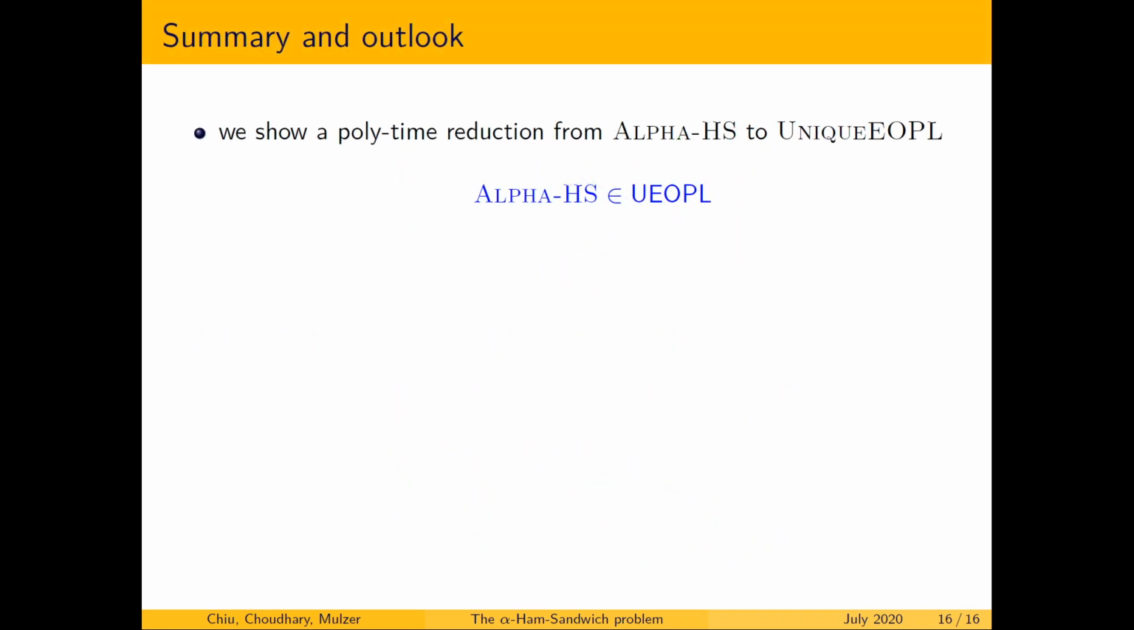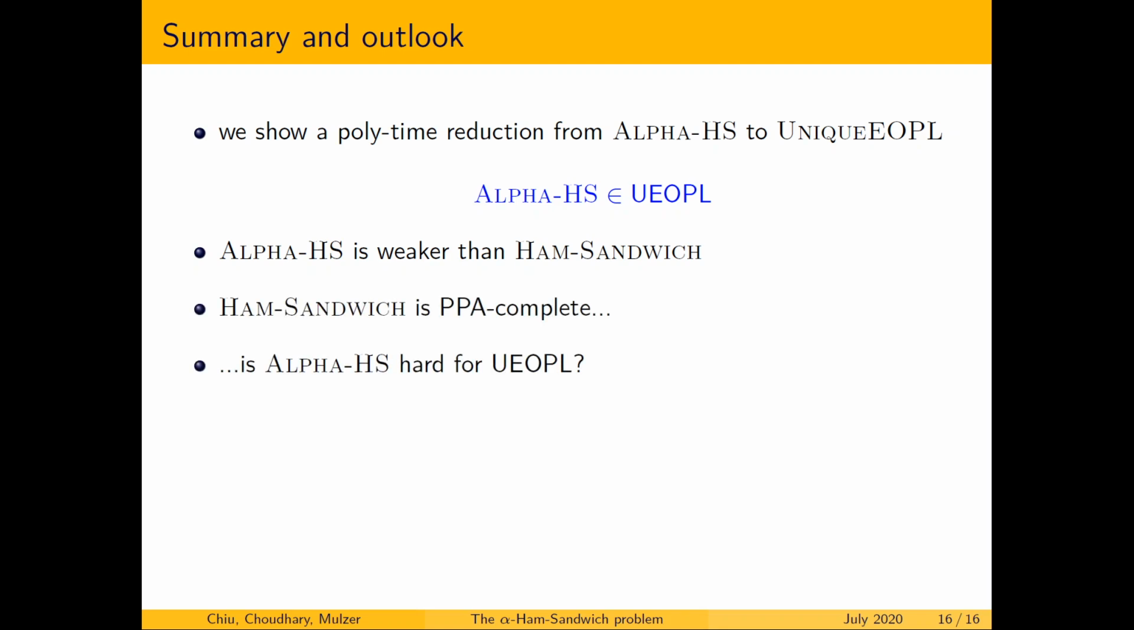So to summarize, we show a polynomial time reduction from an instance of alpha ham sandwich to UEOPL. This also tells us that alpha ham sandwich is supposedly weaker than ham sandwich, which was not known earlier. The next question to wonder about is that since we already know that ham sandwich is complete for PPA, is such a result also true for UEOPL and alpha ham sandwich? That is, can we show that alpha ham sandwich is hard for UEOPL? Or perhaps more optimistically, is alpha ham sandwich in P?